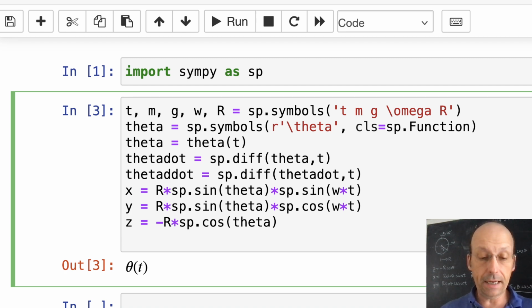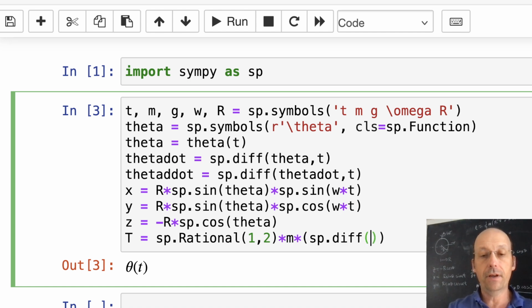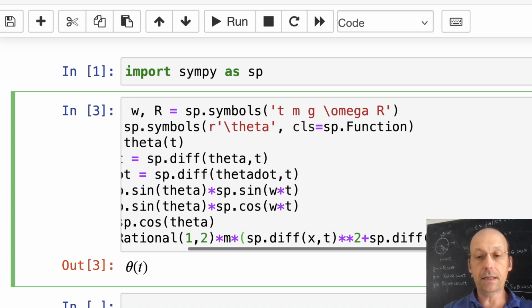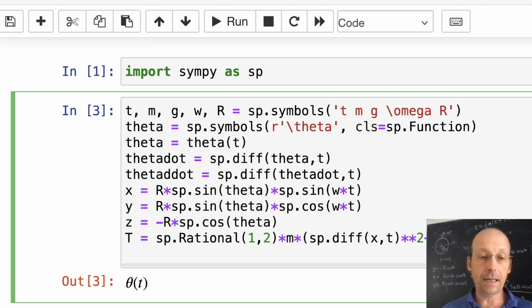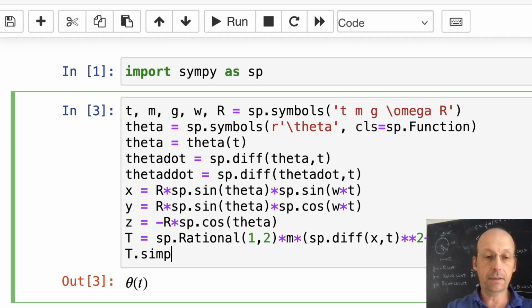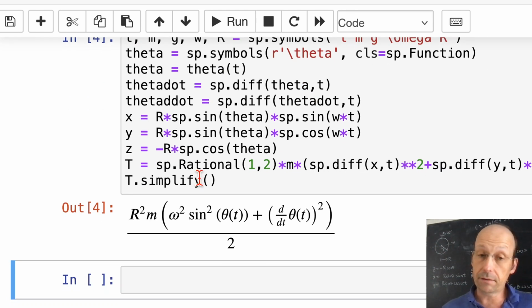Now I can go ahead and define my kinetic energy. T is sp.Rational, because I want to write a fraction, 1 over 2 times m times the derivative of x squared, so sp.diff(x, t) squared plus sp.diff(y, t) squared plus sp.diff(z, t) squared. Okay, so that's my kinetic energy. Let's just print that. I'm going to simplify it, see if we get similar to what we got before. Okay, that seems the same.